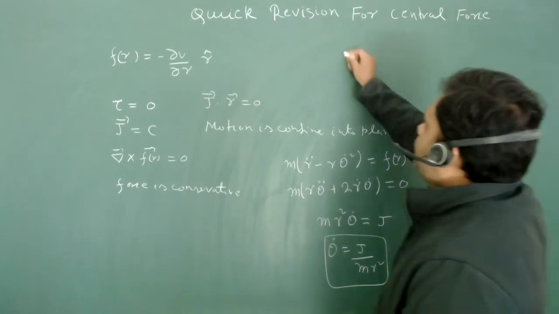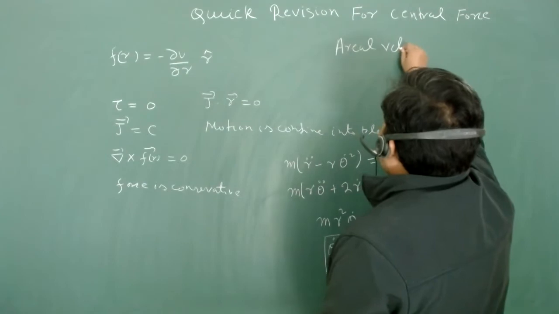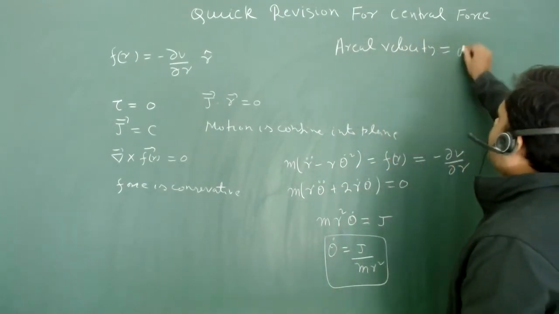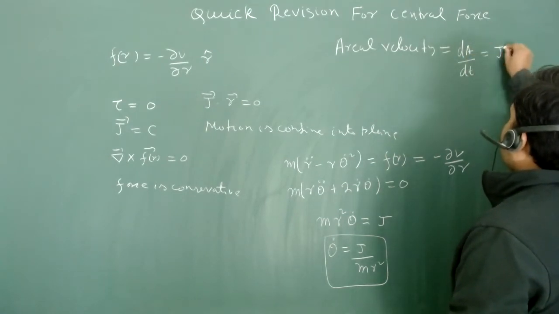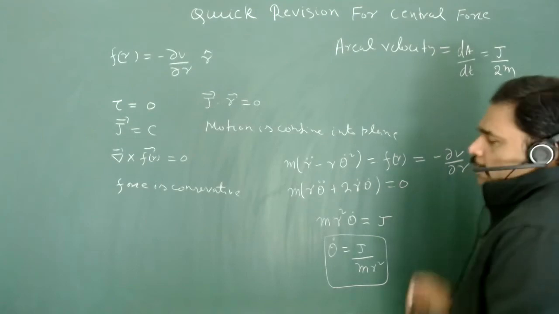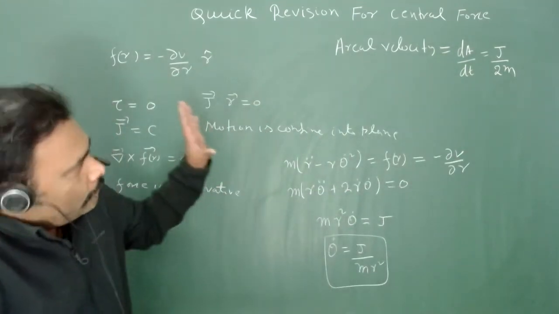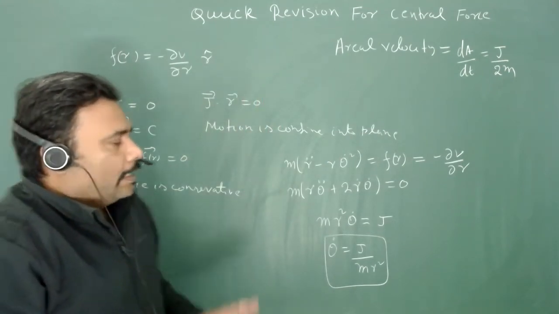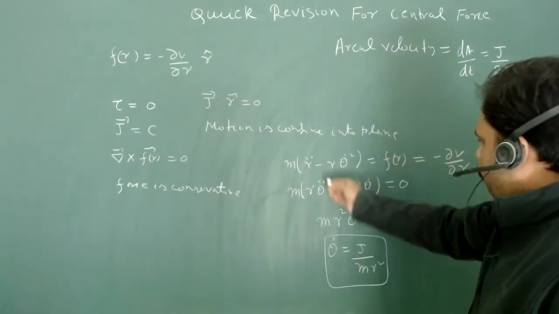The next thing is areal velocity. Areal velocity is conserved, and you can easily see that dA upon dt is equal to J upon 2m. So students, we have done all this in a very detailed manner, but you have to focus on these particular formulas.